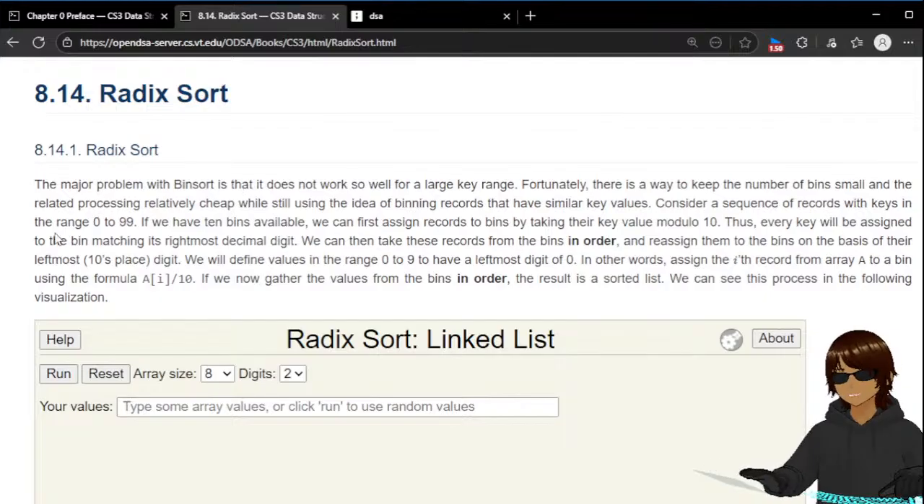Consider a sequence of records with keys in the range 0 to 99. If you have 10 bins available, we can assign the records to bins by taking their key value modulo 10. Thus, every key will be assigned to the bin matching the rightmost decimal digit. You can then take these records from the bins in order and reassign them to the bins on the basis of their leftmost digit. We will define values in the range 0 to 9 to have the leftmost digit of 0. In other words, assign the ith record from array A to the bin using the formula Ai divided by 10.